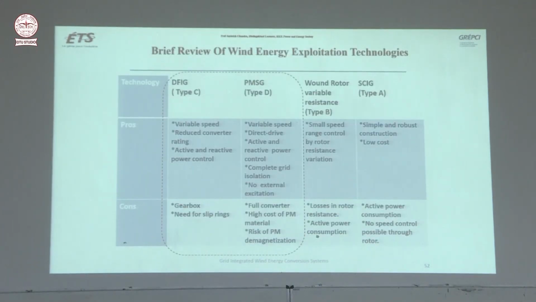So if you compare this DFIG and PMSG, this is what we call wind energy exploitation technologies. There are type A, type B, type C and type D. Type A is basically squirrel cage induction generator based, because if you are not using a full size converter, then it is difficult to do the MPPT. Then you have type B with wound rotor variable resistance machine. This is again an induction machine.